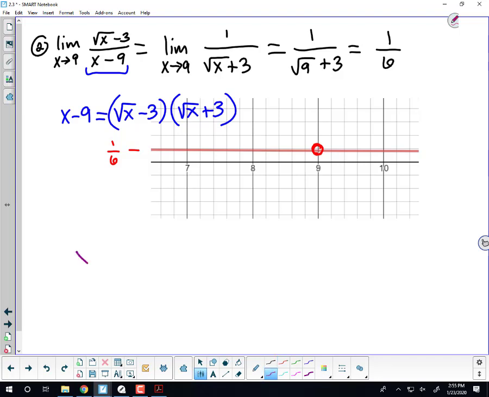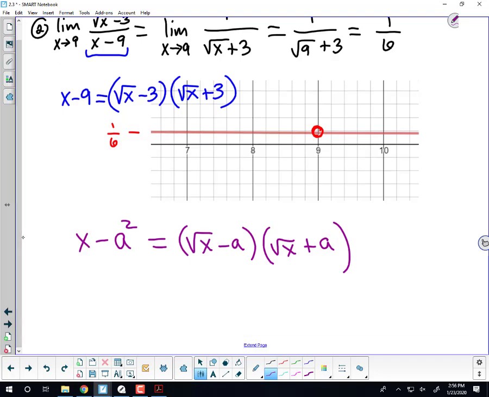So if general things work for you, maybe we could write something even more general than that, but this is kind of the form we're dealing with, x minus a number squared. We can factor that as the square root of x minus a times the square root of x plus a. Or even x minus a, we could factor that as a difference of squares, the square root of x minus the square root of a times the square root of x plus the square root of a.